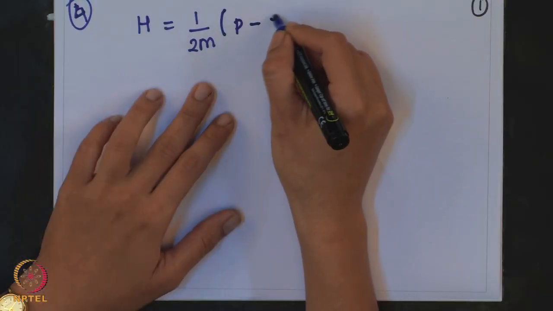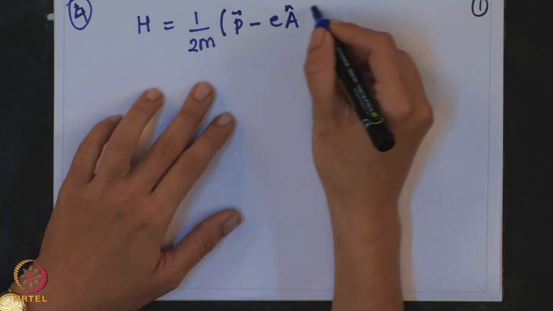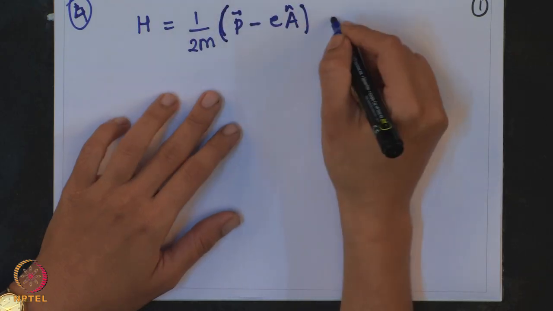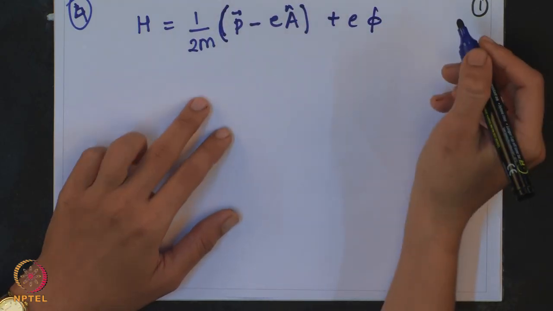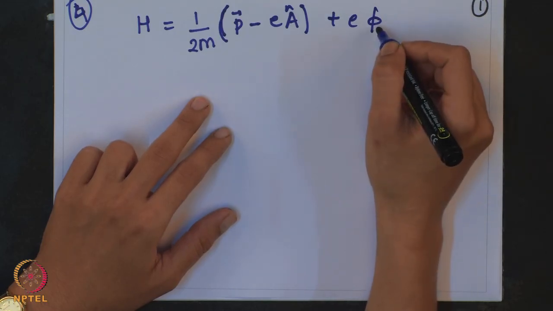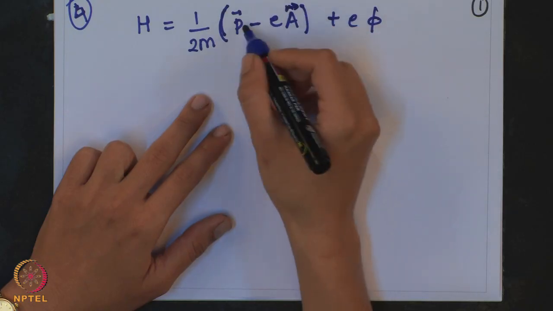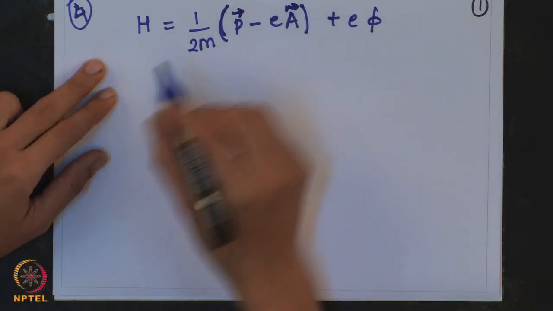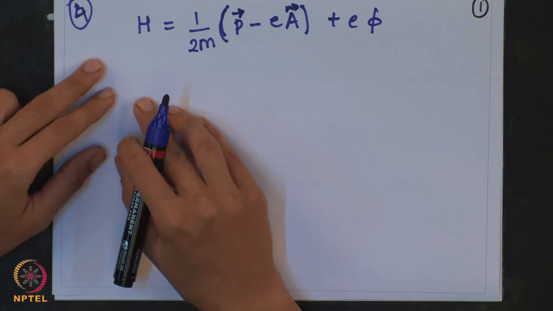p minus EA, plus the scalar field phi, where A is the vector potential and phi is the scalar potential which is given to you, and p is the momentum. Now we have to find the quantum mechanical Lorentz force, which is proportional to d square r by dt square.